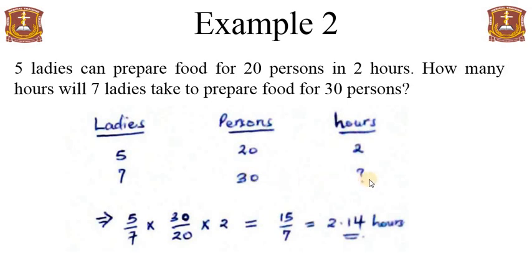That is likely to have more hours. So we'll have the greater value at the numerator, 30, divided by 20, times 2, which is the 2 hours. That is 15 over 7. This results to 2.14 hours. So we want to move on.